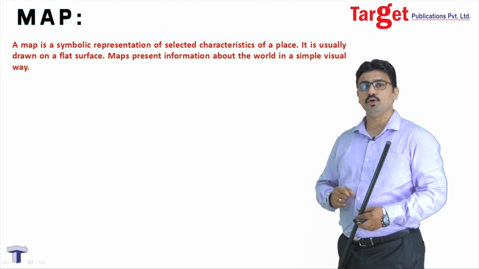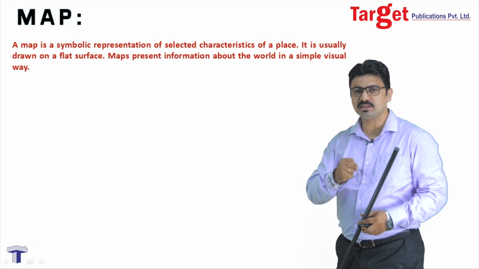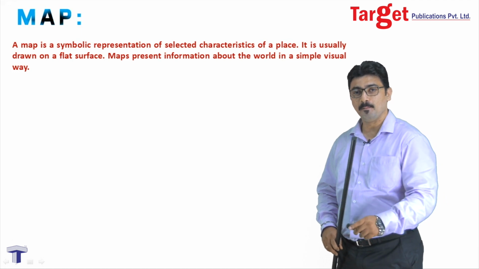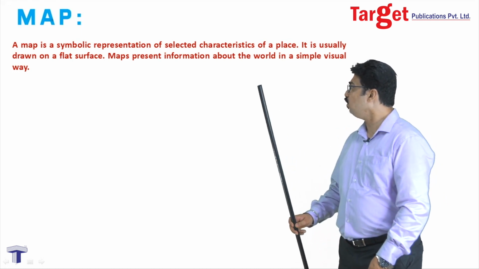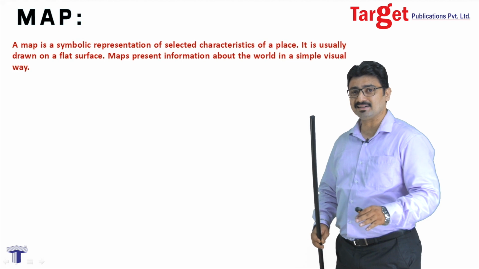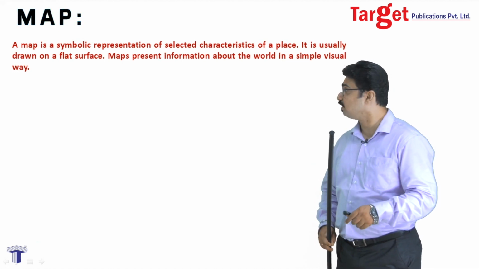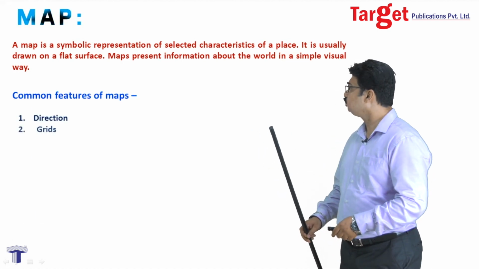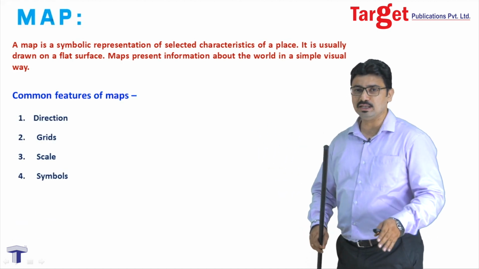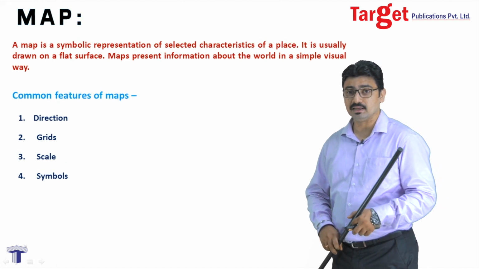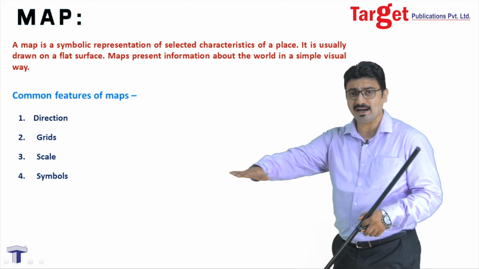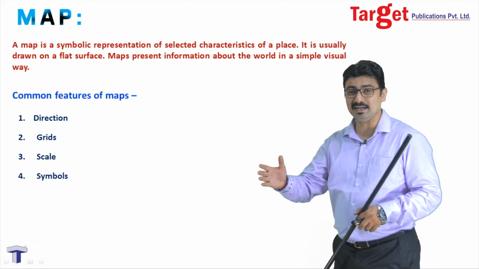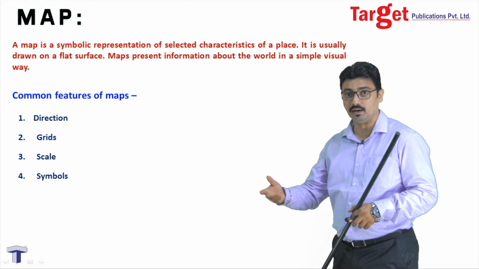Students, you all very well know that maps are an indispensable part of geography. So, let us see what we mean by a map. A map is a symbolic representation of selected characteristics of a particular region, drawn on a flat surface. Maps can represent various information about that region or place, right? So maps are basically flat surface representations of an entire region, be it a country, a state, a continent or the world, right?